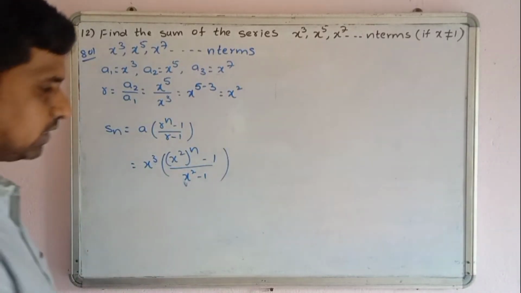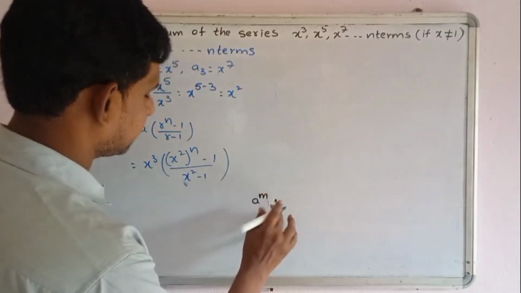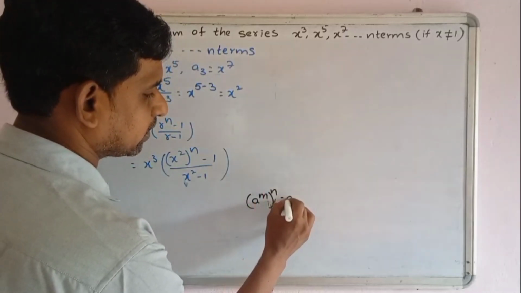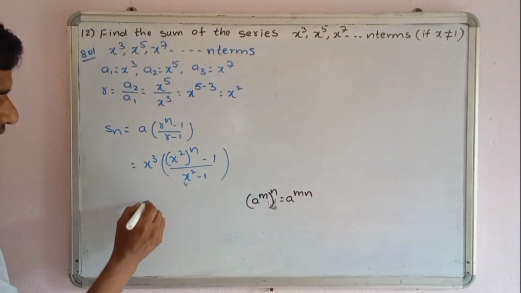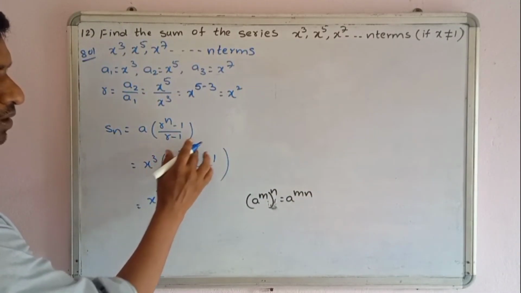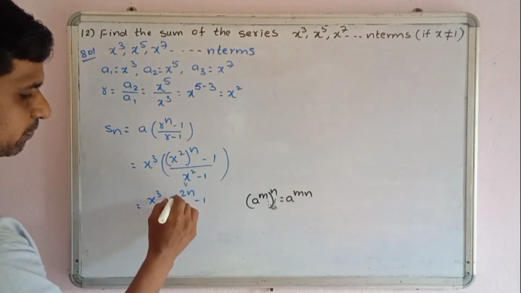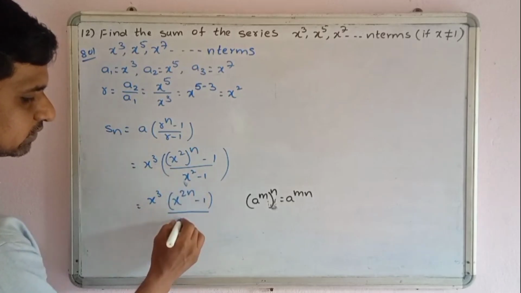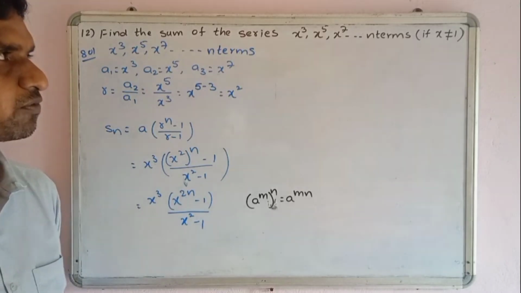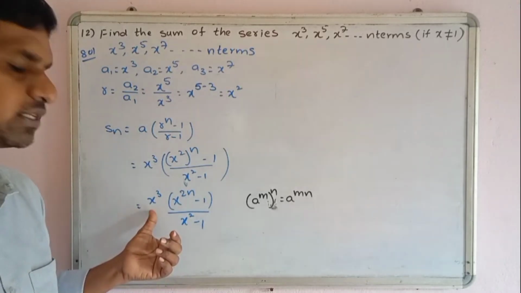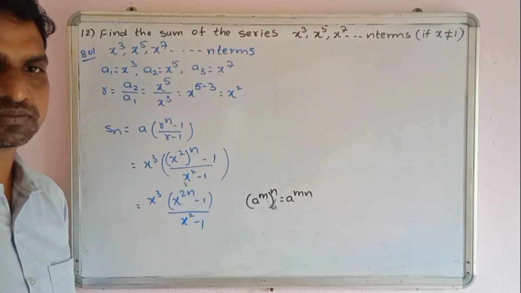Now see, a power m whole power n formula, that is a power mn. So x square power n is x power 2n. So the sum of the series x cube, x power 5, x power 7, to n terms is x cube times x power 2n minus 1 by x square minus 1.